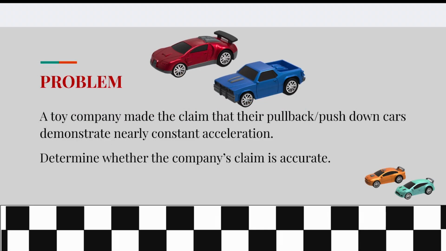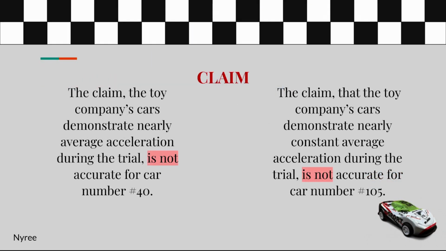So what exactly is the problem? So the problem is that a toy company made the claim that their pullback or pushdown cars demonstrate nearly constant acceleration. Our job is to determine whether the company's claim is accurate. So, our team is claiming that the toy company's car demonstrates nearly average acceleration during the trial for car number 40, but it is not accurate for car number 105.